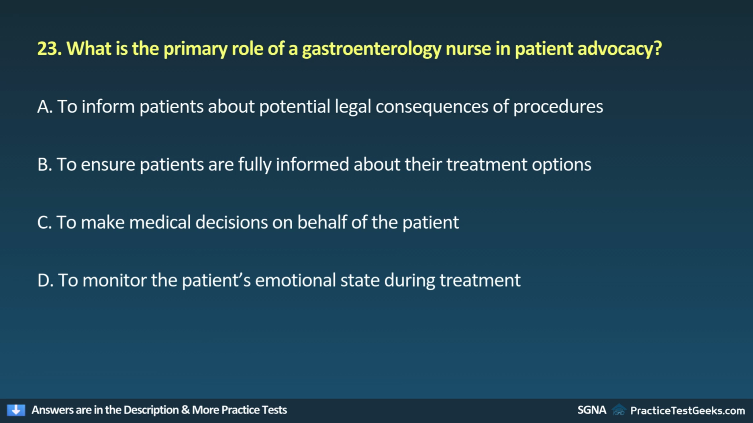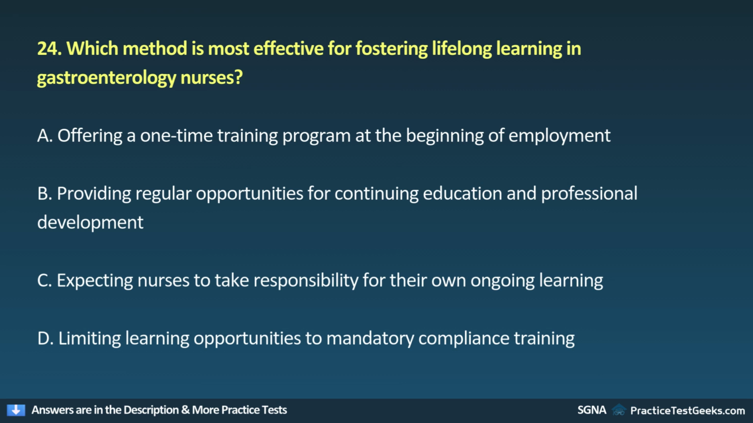23. What is the primary role of a gastroenterology nurse in patient advocacy? A. To inform patients about potential legal consequences of procedures. B. To ensure patients are fully informed about their treatment options. C. To make medical decisions on behalf of the patient. D. To monitor the patient's emotional state during treatment.